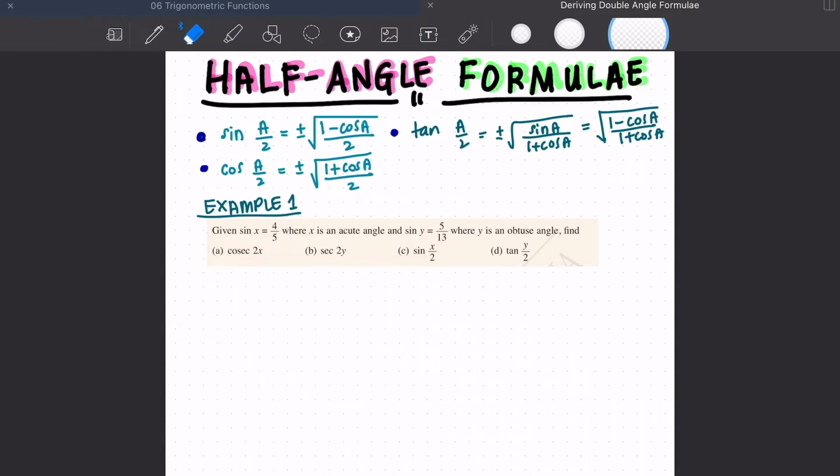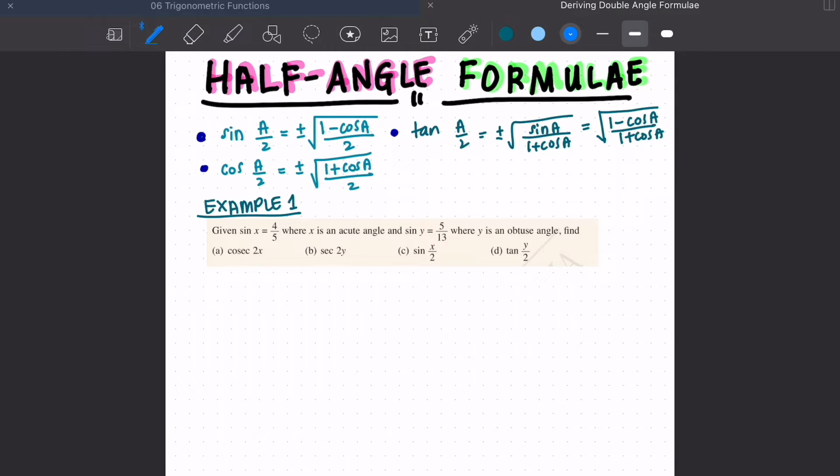Okay, so in this lesson we are going to learn how to use the half angle formula. Previously we have proven that the half angle formula can be derived from the double angle formula. So these are all the formulas of half angle. Now we are going to apply them.